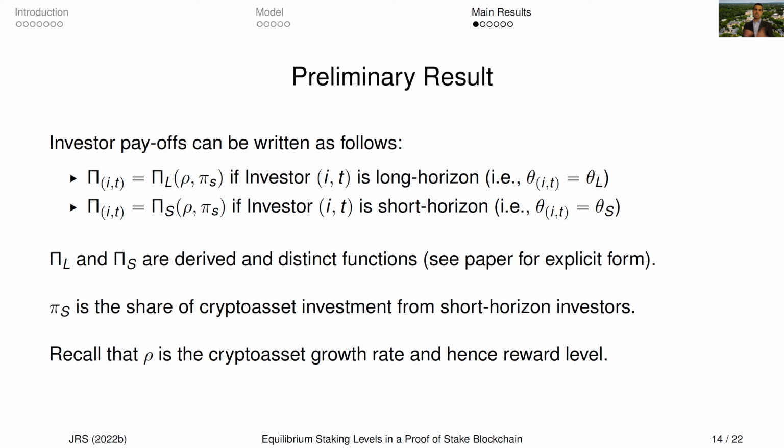And so it turns out that you can write the endogenous payoff based on just a few things. So one is it's going to differ depending on whether you're a long or a short horizon investor. So we derive two distinct functions that correspond to the payoffs of one versus the other. But both functions actually depend upon the same stuff. They're different functions, but they depend on the same stuff. The two things that they depend upon are, on the one hand, the crypto asset growth rate, rho, which is where the block reward enters, right? Or the reward more generally.